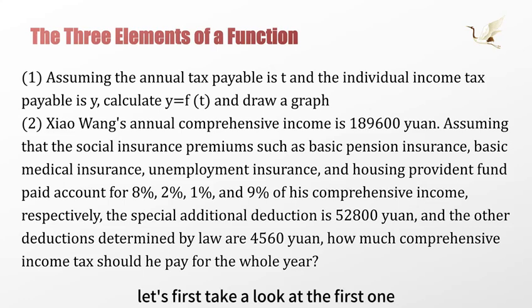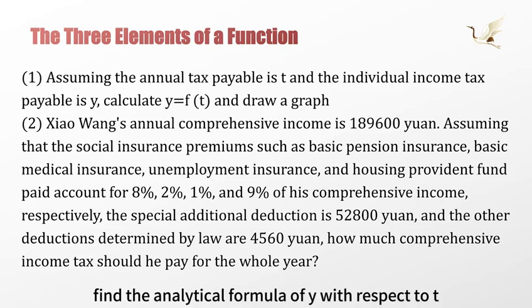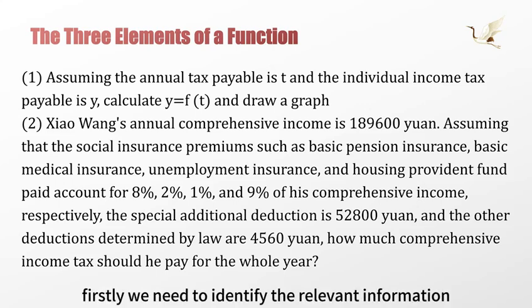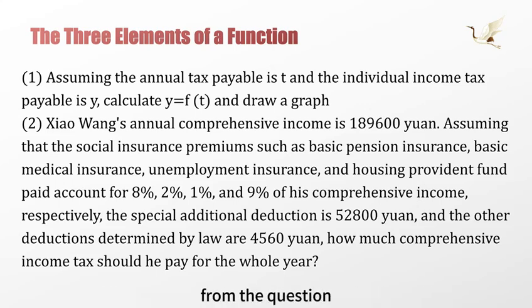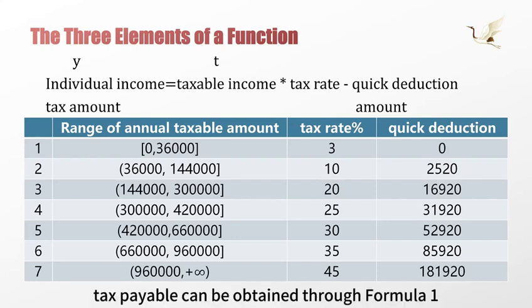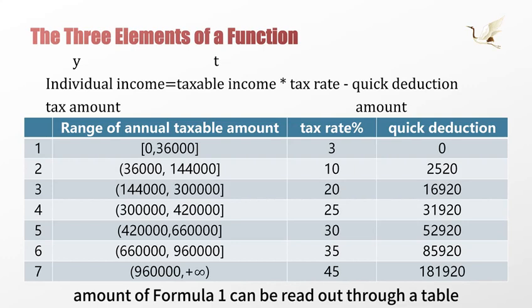Let's first take a look at the first one. Assuming the annual tax payable is T and the individual income tax payable is Y, find the analytical formula of Y with respect to T and draw a graph. Firstly, we need to identify the relevant information from the question. The taxable amount and the amount of personal income tax payable can be obtained through Formula 1 in the question. The tax rate and quick deduction amount of Formula 1 can be read out through a table.